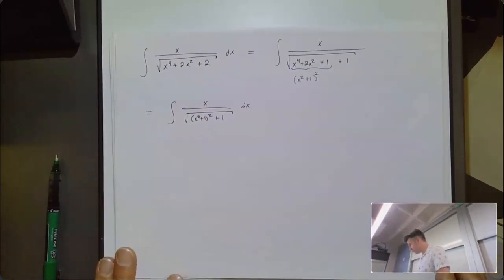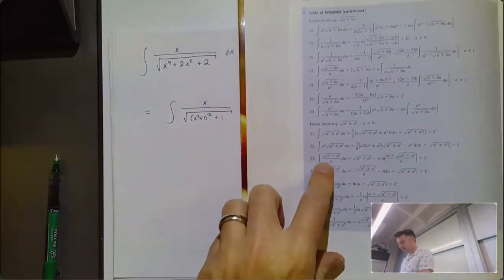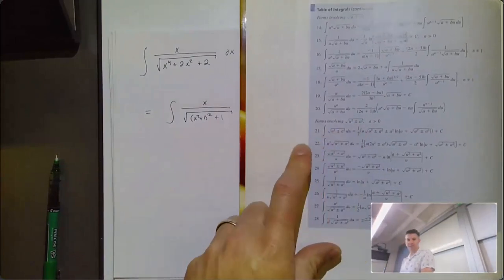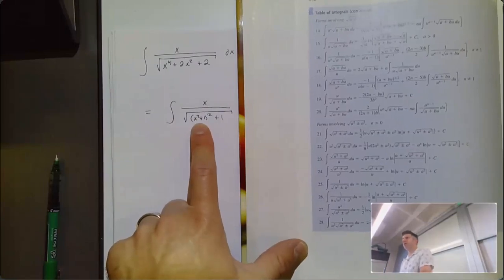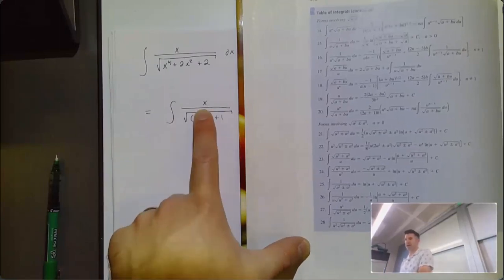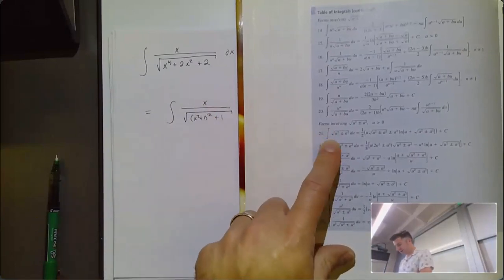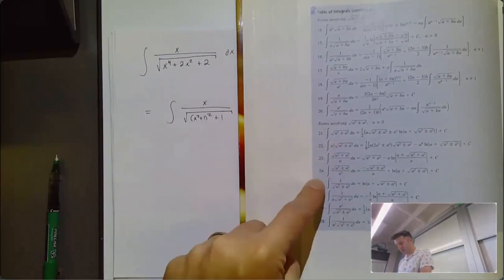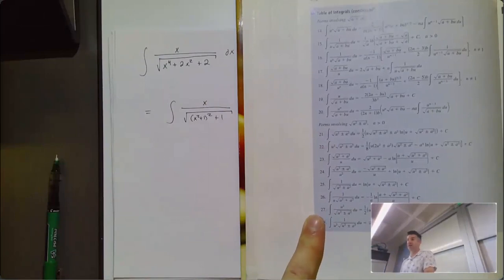Now, looking back at our formulas, this doesn't quite look like anything I have. If we look at our list of formulas here, I have some forms involving the square root of u squared plus or minus a squared. So it looks like I'm going to have to let u be the x squared plus 1, which will work out okay because then my du will be 2x and it'll probably work. But if I look at these formulas, I want something with the square root in the denominator. So it might be formula 25, it might be formula 26.